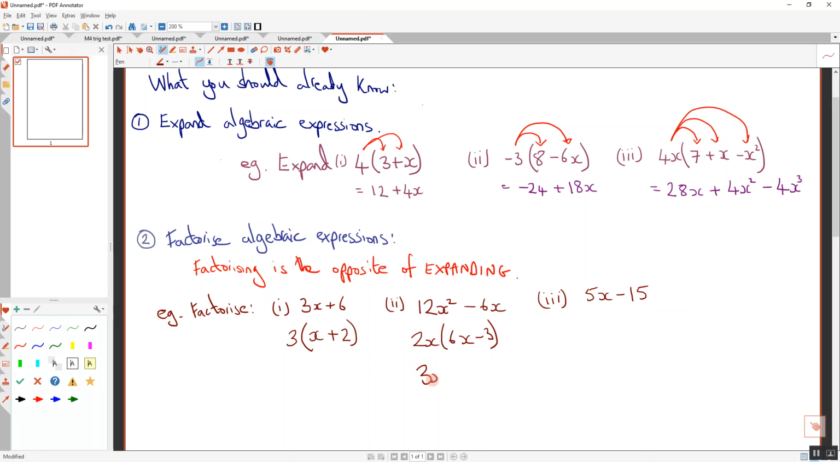What were you going to say, Zaire? 3x bracket 4x minus 2. Okay, that is also correct, but it is actually not the best way that we could do it. You want the biggest number that can come out, okay? So what's the biggest number that can come out? Right, 6. So then it'll be 6x.